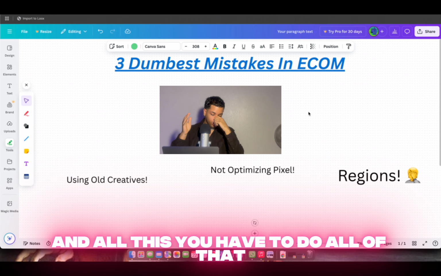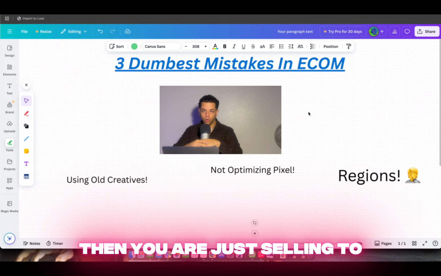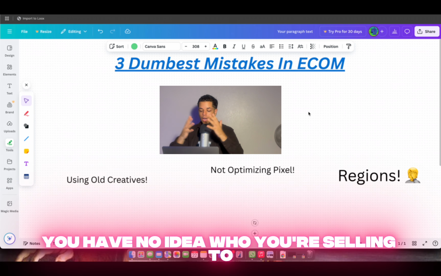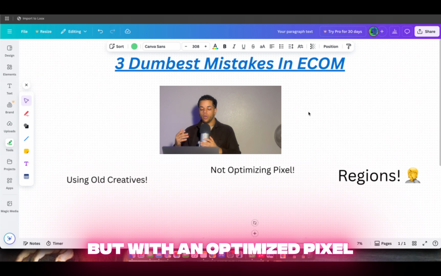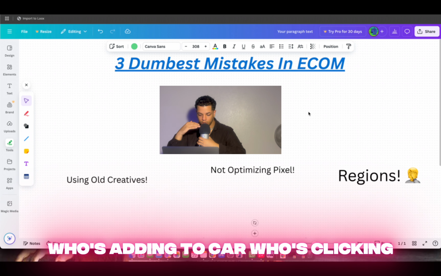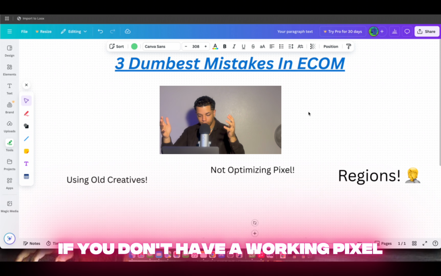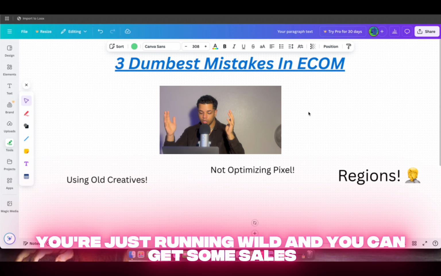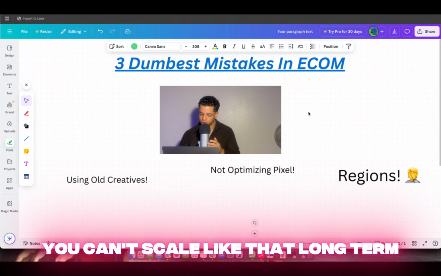You have to do all of that and have that set up, because if you don't, then you are just selling to complete random people. You have no idea who you're selling to. Meta has no idea who your customer base is. But with an optimized pixel, the pixel will learn who's buying, who's adding to cart, who's clicking, etc. If you don't have a working pixel, you're just running wild, and you can get some sales. Long term, it's not gonna work. You can't scale like that long term.